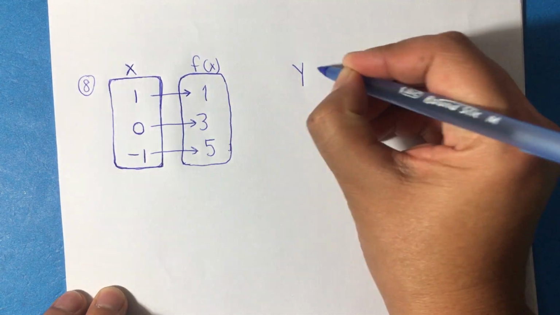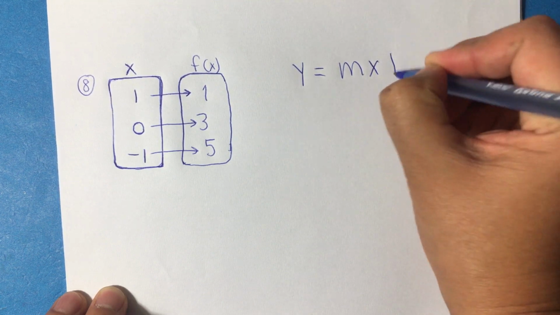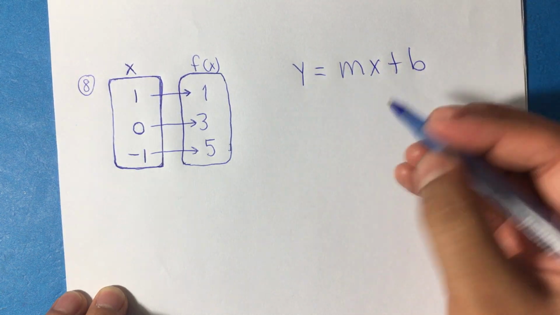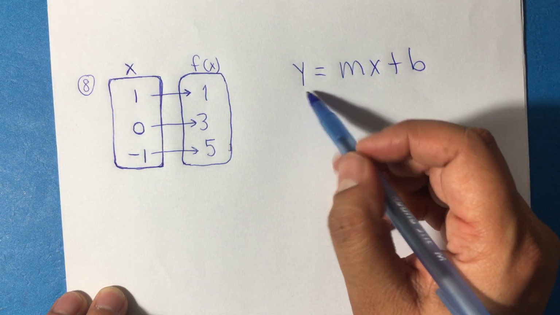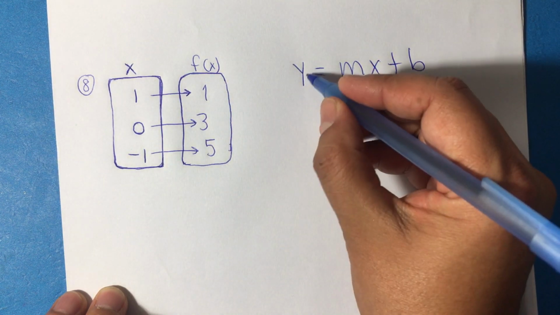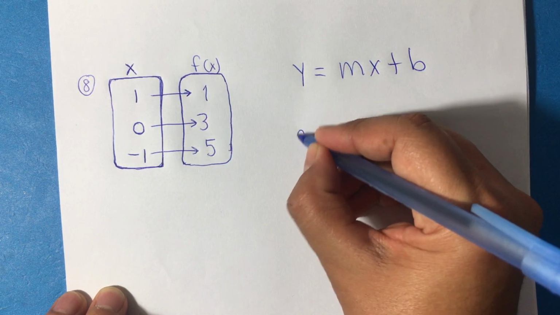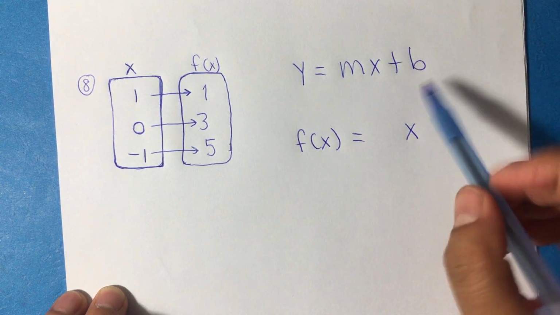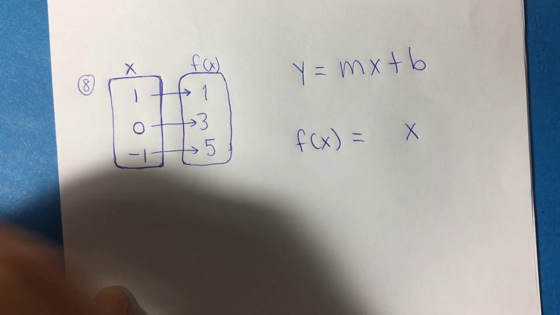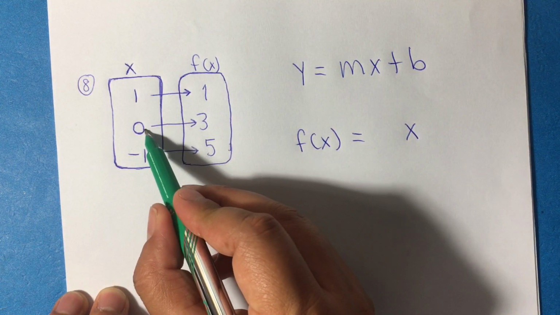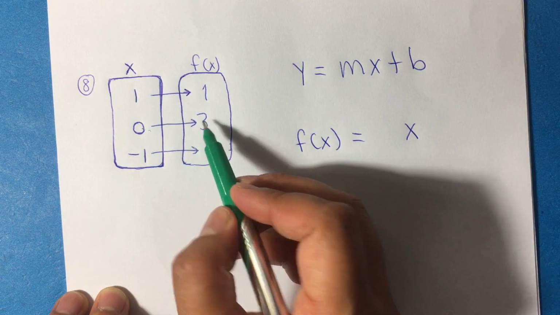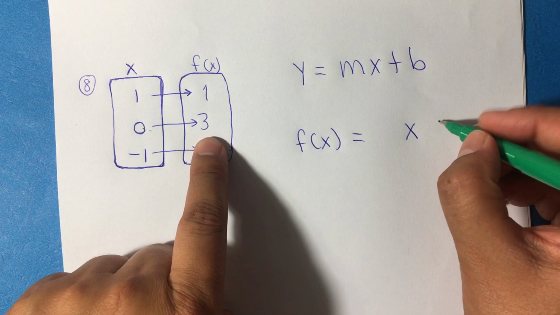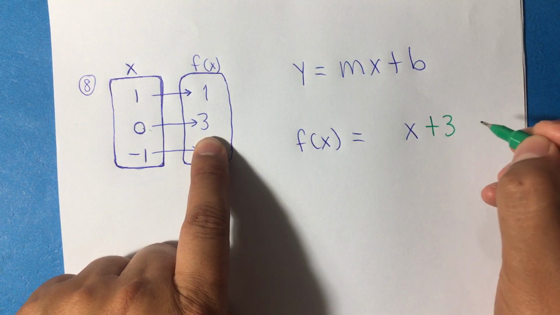Y equals mx plus b. But again, they want us to write it in function form. All they do is replace the y by f of x, but x stays the same. How do we find b? The initial point is always with 0. So if x is 0, then the b in here is plus 3.